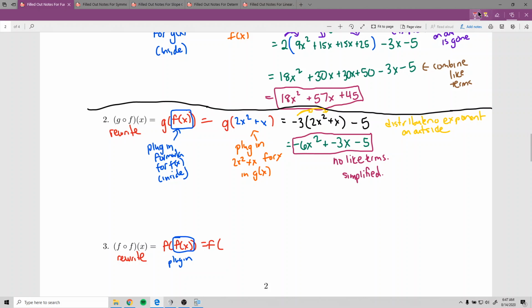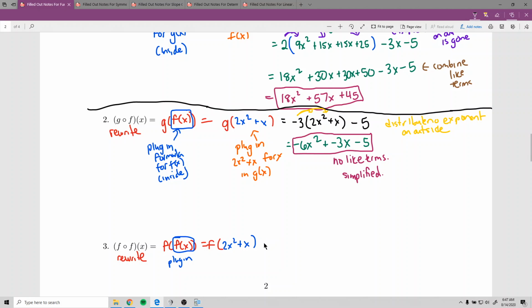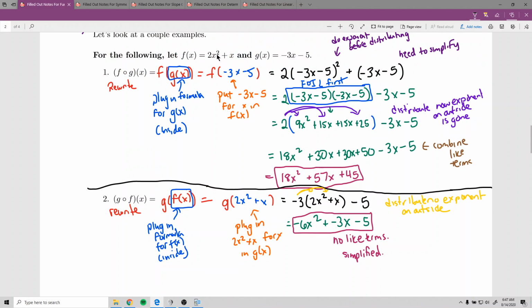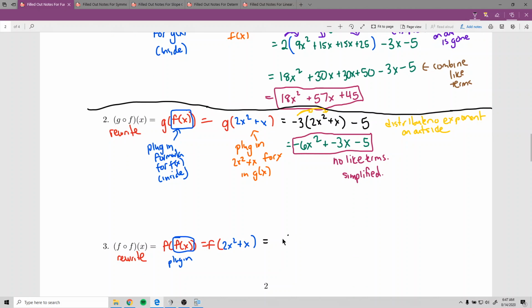We get f of 2x squared plus x. Everywhere we see x in f of x, we plug in 2x squared plus x. It sounds kind of weird, but it's not that bad at all. So we have 2 in place of x. We've got 2x squared plus x squared, and in place of x, we're plugging in 2x squared plus x.